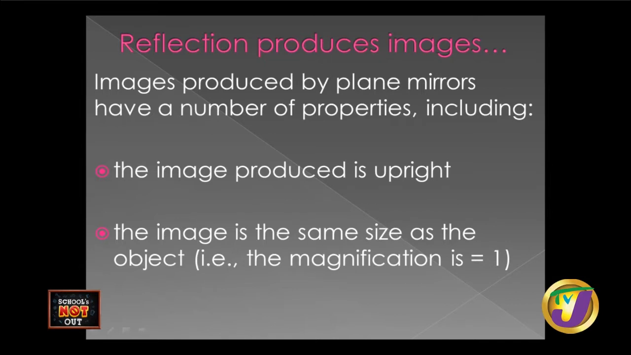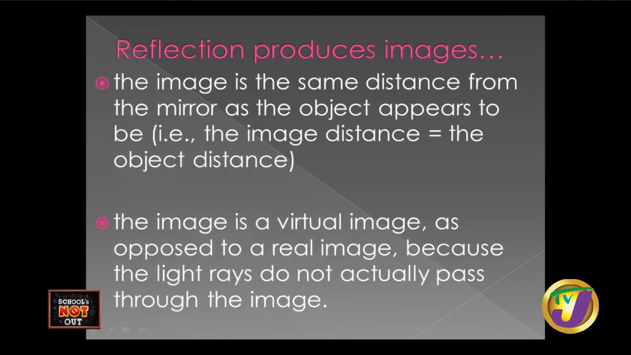So for biology students, you know about magnification. Magnification is basically how much greater or smaller the object is than the actual thing. So if the size is the same for image and object, then the magnification is 1. Next property. The image is the same distance from the mirror as the object appears to be, meaning the image distance equals the object distance.